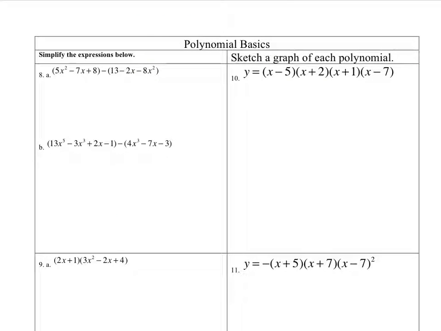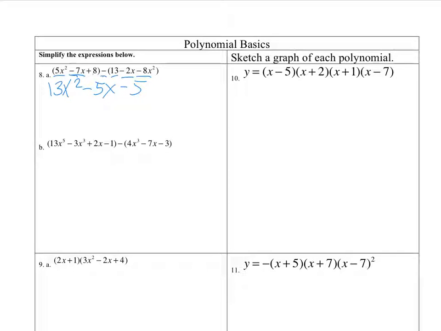Last up, we've got some polynomial basics. We've got to do some simplifying, then we've got to do some sketching. First things first, I've got to simplify some expressions. This is combining like terms. I've got 5x squared minus negative 8x squared, which is going to be 13x squared. Negative 7x minus negative 2x is going to be negative 5x. And then 8 minus 13 is minus 5. At that point, you are done.